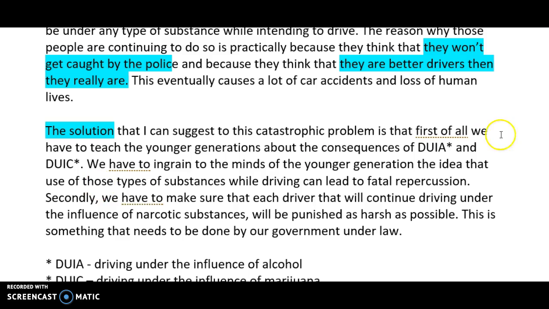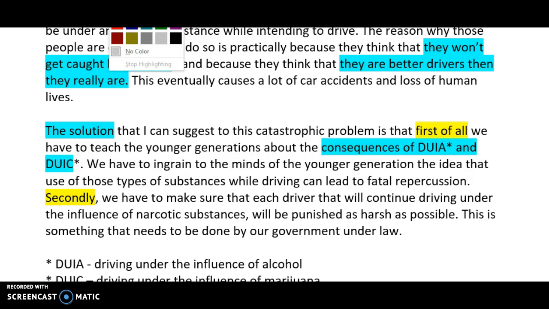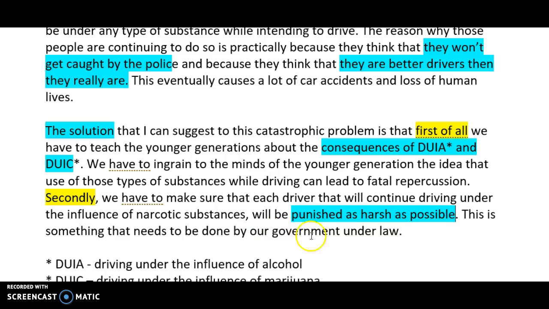Secondly, so what do we have here? We have first of all, secondly. So I know that there are going to be two points. One has to be about the consequences. And secondly, we have to make sure that each driver who does driving under the influence of drugs will be punished as harshly as possible. Okay? In other words, under the law.